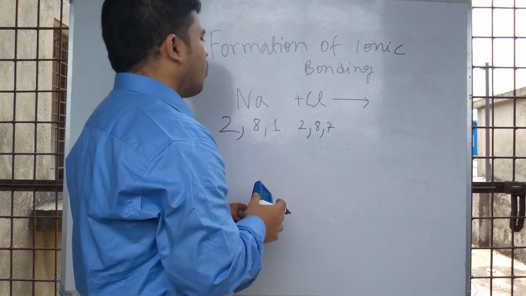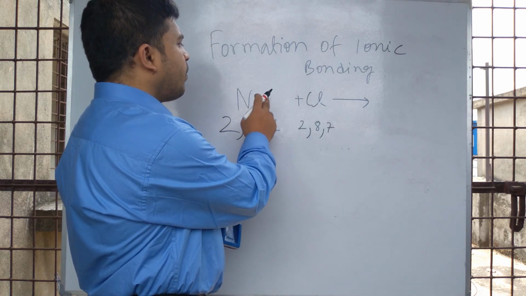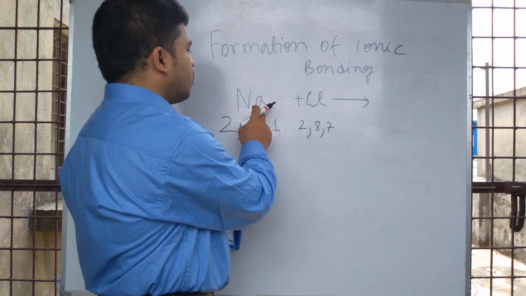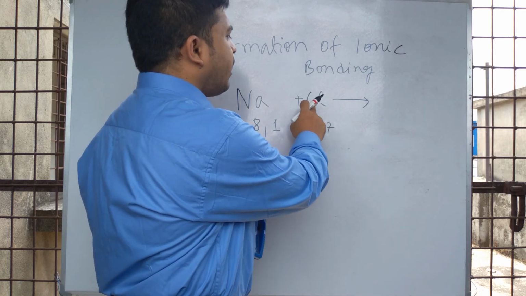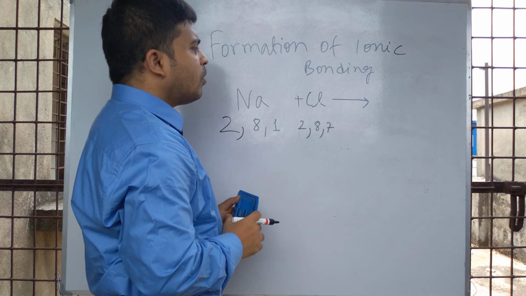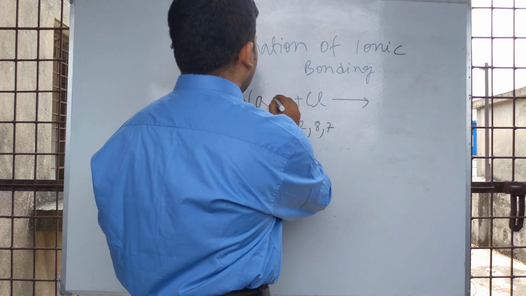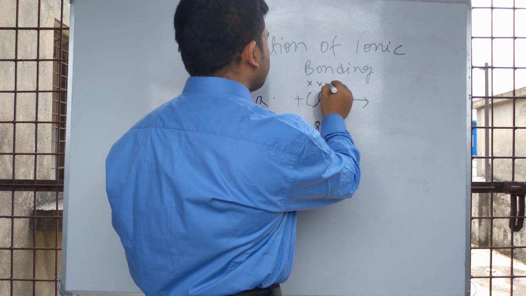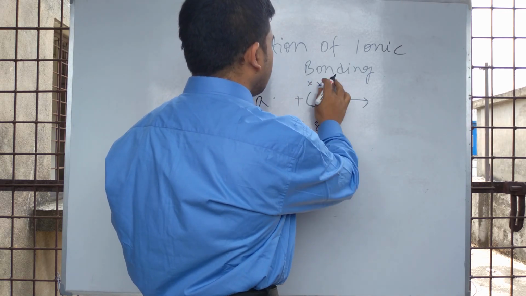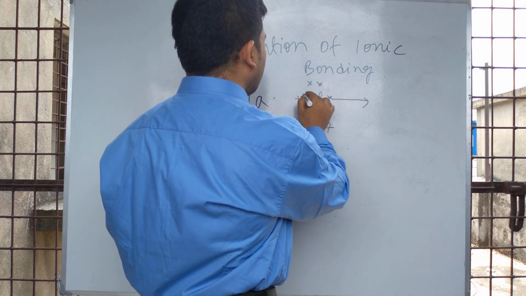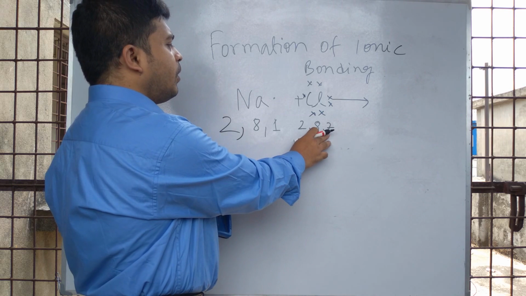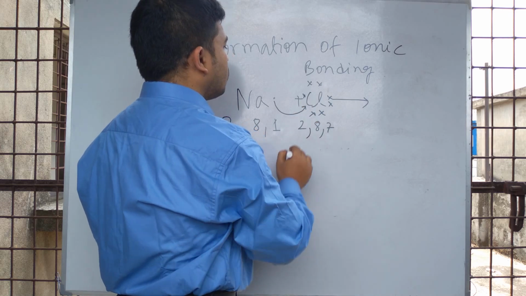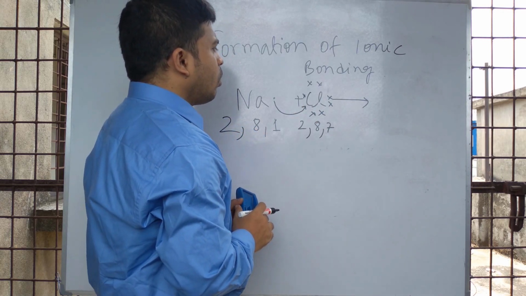So in this case, sodium, which is a metal, has lower ionization potential and lower electron affinity, while chlorine has higher ionization potential and higher electron affinity. So for this reason, the one electron present in the sodium atom will be transferred, because we are seeing 7 electrons in the outermost shell of the chlorine atom. So sodium will transfer one electron to chlorine.